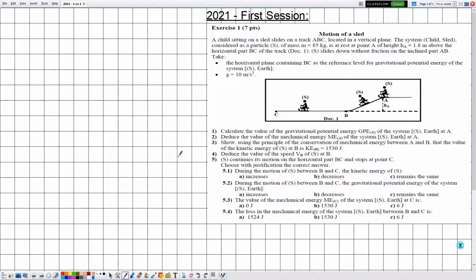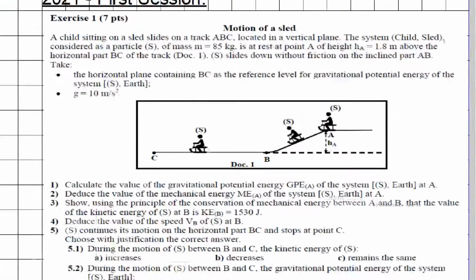Okay, hello everyone, in a new video. In this one we are going to solve an exercise related to energy and the chapters of work and mechanical energy. This exercise was the previous one in the LH and SE terminal exams 2021 first session, exercise number 1. Now the title of this exercise is motion of a sled.